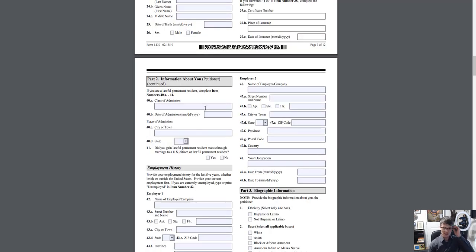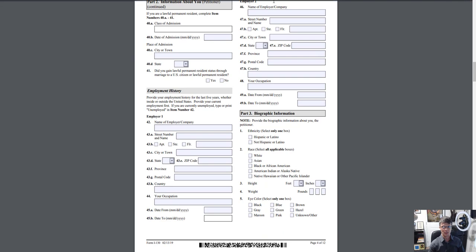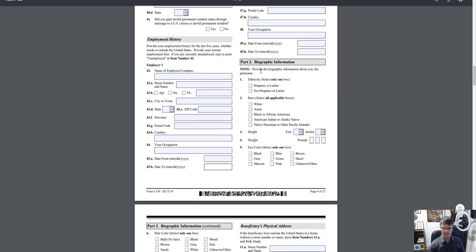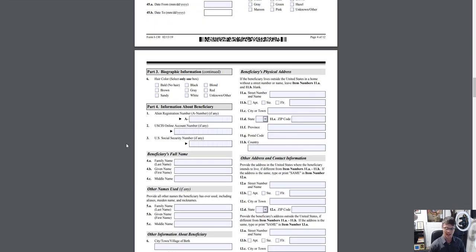Okay, so we still go about the information about you if you're a lawful permanent resident. Some information here for you to fill up. Then your employment history, then your biographic information, which is ethnicity, race, height, weight. Make sure to fill all of that up. Biographic information, hair color: bald if no hair, brown. In my case, probably brown, mixed between brown and black. But select only one box.